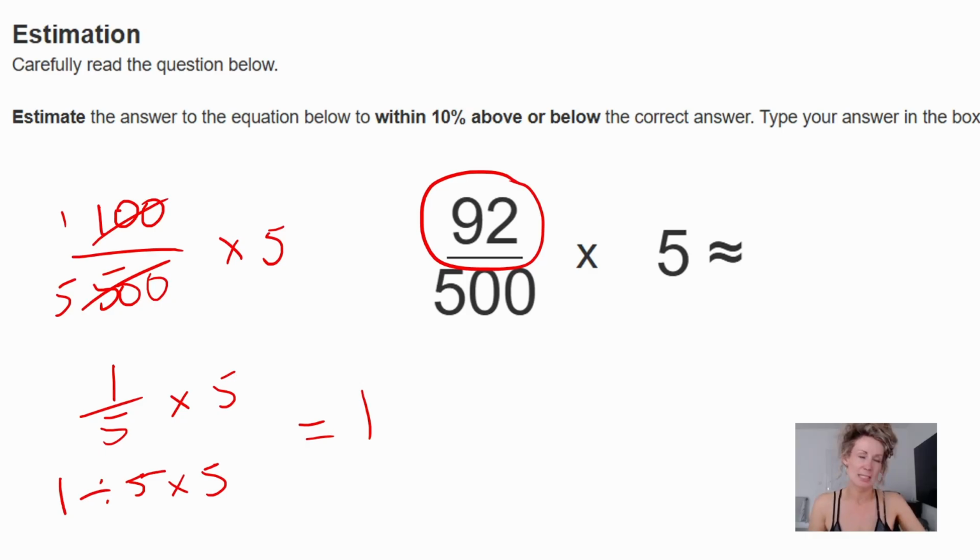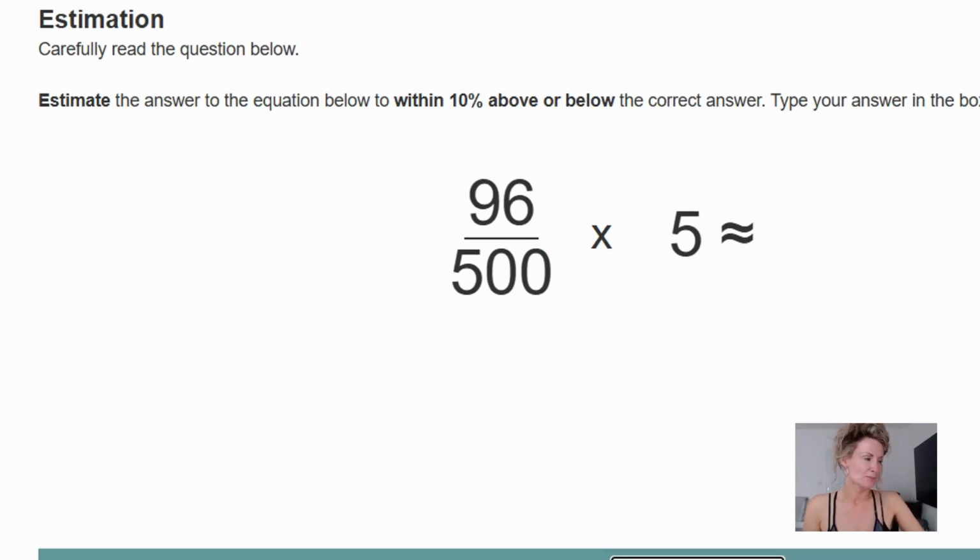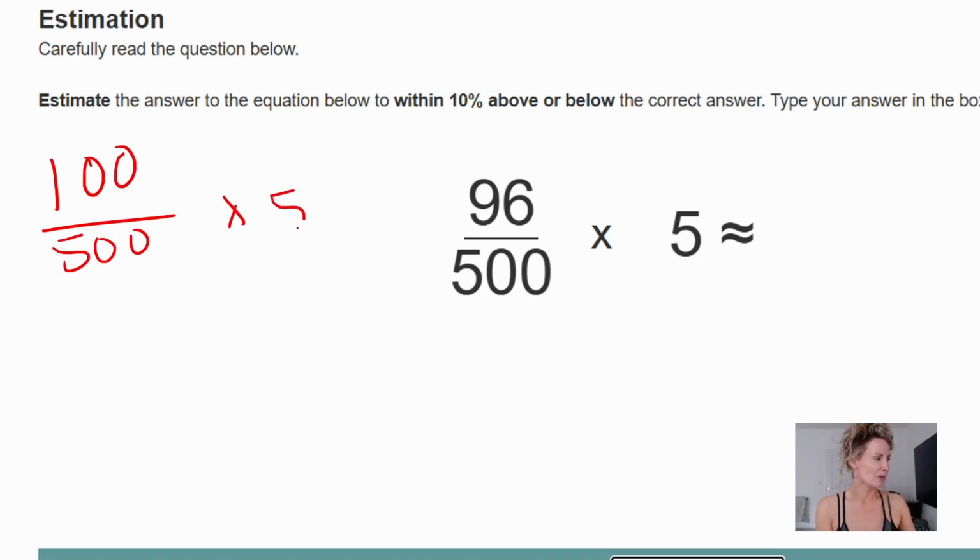Let's have another one of these. I'll put some of these together. So this was 92 over 500. Now another one, 96 over 500. Exactly the same system. What's the most sensible number to estimate 96 to? The most sensible number to estimate 96 to would be 100, because it's got a relationship with 500. It's going to be 100 divided by 500 times by 5.